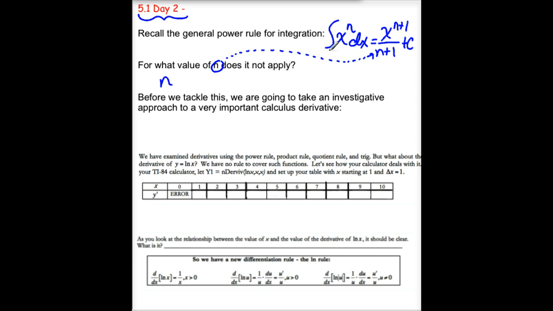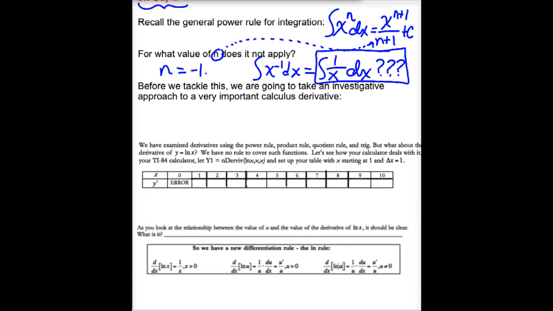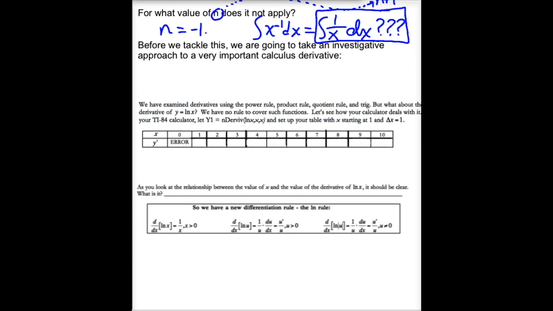So when n is equal to -1, we don't have a power rule, which means we don't know what the antiderivative is of x to the -1, or equivalently written, 1 over x dx. And this is a very big question for us. But before we tackle it, we're going to look at a derivative. Because integration is the inverse of derivation, if we can figure out the derivative of what is equal to 1 over x, then we could figure out the antiderivative of 1 over x.